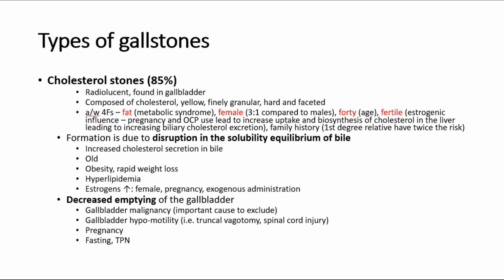Composed of cholesterol, yellow, finely granular, hard and faceted. Associated with the 4Fs: fat, female, 40, and fertile. Formation is due to disruption in the solubility equilibrium of bile, such as increased cholesterol secretion in bile, old age, obesity, rapid weight loss, hyperlipidemia, and increased estrogen levels. Can also be due to decreased emptying of the gallbladder, due to gallbladder malignancy, gallbladder hypomotility, pregnancy, or fasting.